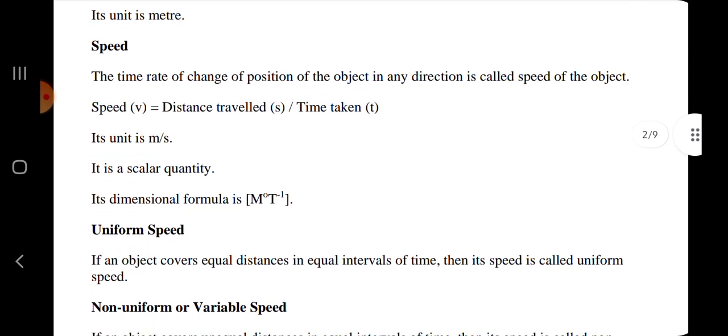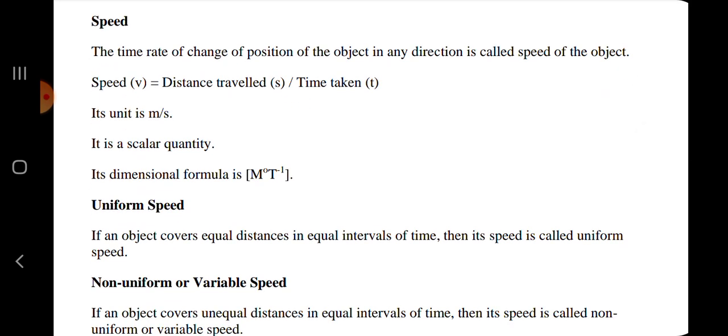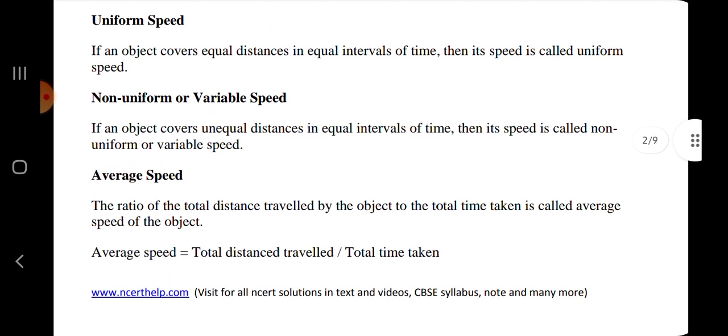Its unit is meter. Speed. The time rate of change of position of the object in any direction is called speed of the object. Speed is equal to distance travelled upon time taken and its unit is meter per second. It is a scalar quantity. Then uniform speed. If an object covers equal distance in equal interval of time, then its speed is called uniform speed. Then what is non-uniform or variable speed? If an object covers unequal distance in equal interval of time, then it is called non-uniform or variable speed.